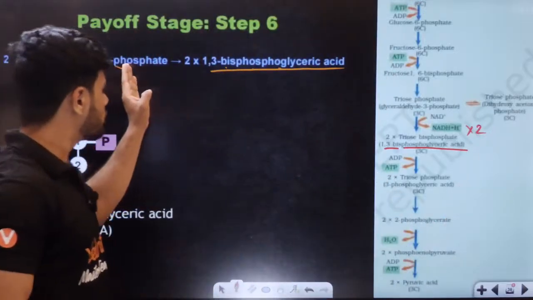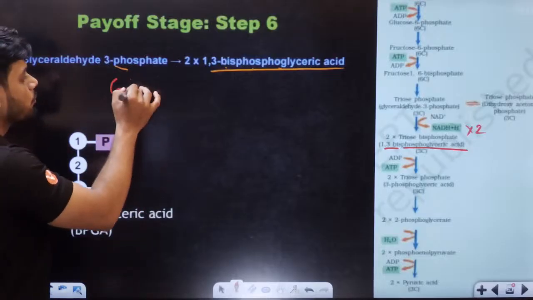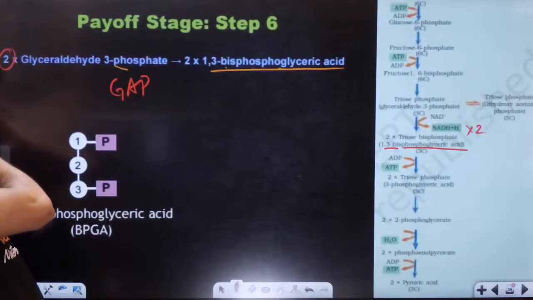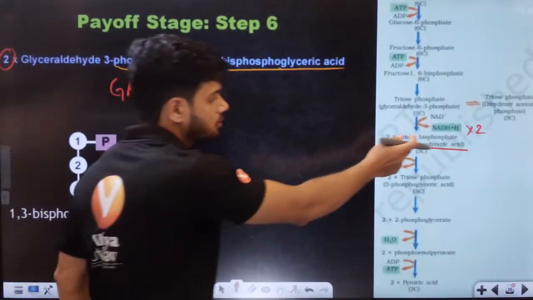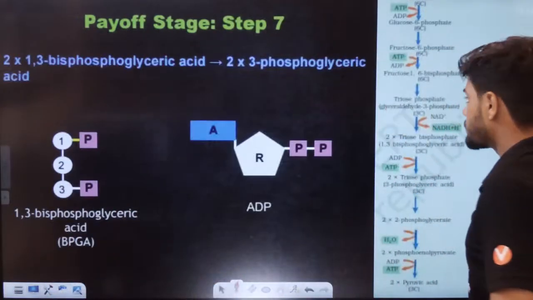So from one molecule you get 1 NADH. From one GAP you get 1 NADH. Since we have 2 GAP here, 2 NADH we get here, not 1, 2 NADH. Okay, that's what it is now.